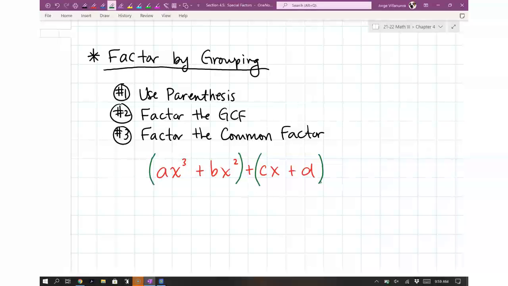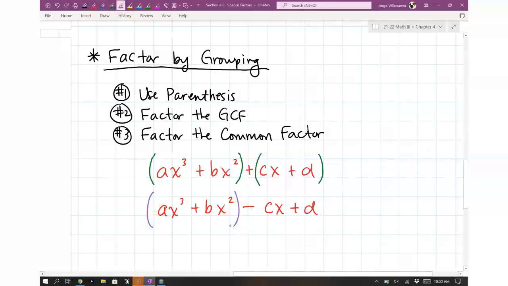Now, let me just give you a quick hint here. Sometimes you may see a problem like this. Let's say that's a plus. You see that minus in the middle? If you ever see a problem like that, which I'm sure you'll see one, and you put your parenthesis around like that for the first one, when you do the parenthesis for the last 2 terms, you're going to have to change it to a minus. You're going to have to change the sign. Okay, it shouldn't be plus anymore. You want it to be a minus sign.